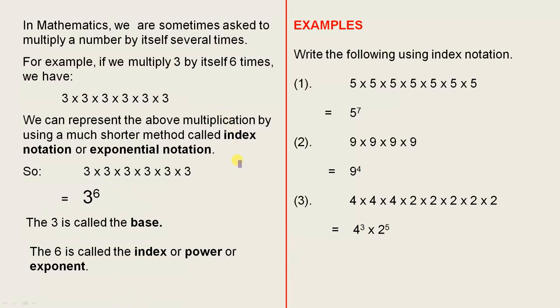We can represent the above multiplication by using a much shorter method called index notation or exponential notation. So you can use either of those descriptions. So the string of numbers here will be 3 to the power of 6. That's how we say it, 3 to the power of 6.